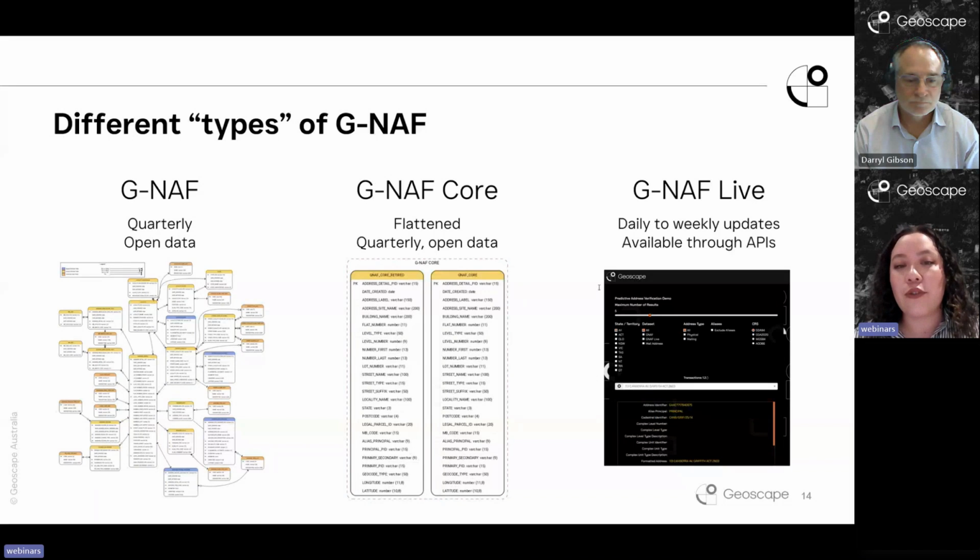Another key difference between G-NAF Core and G-NAF is an attribute called confidence level. Full G-NAF has this attribute, and it essentially tells you how many contributors have supplied that address. An address with a score of 0 means that 1 supplier has given us that address. So this could be just the jurisdiction. If the confidence level is 1, it means 2 suppliers have given it. If the confidence level is 2, it means that all 3 suppliers have supplied that address.